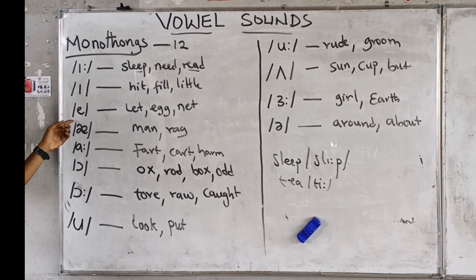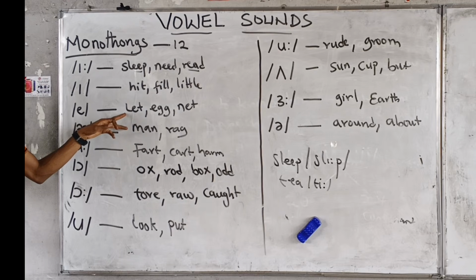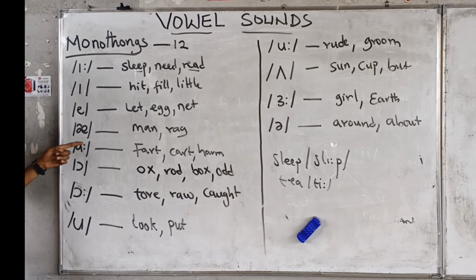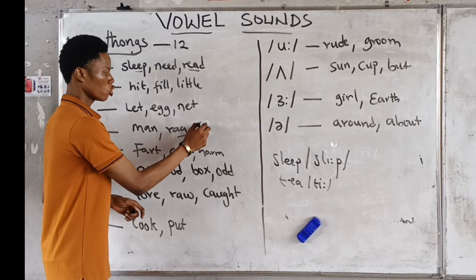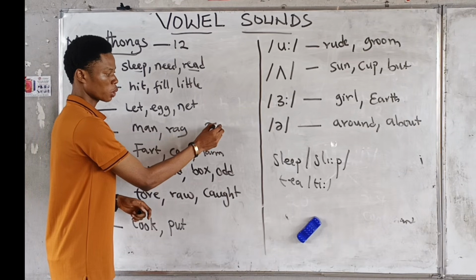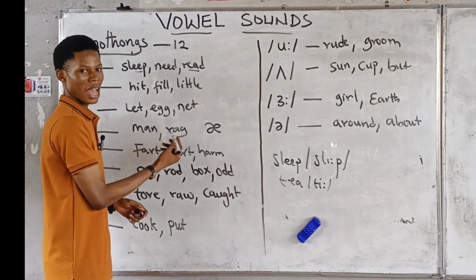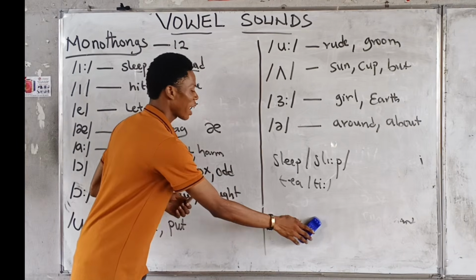This is E. We say this is what? E. Pronounce this. Let, egg, net. Pronounce this. This is A. Some of you find it difficult to write it. It's just you write your shwa and add your E. This is A. So it's just your A.